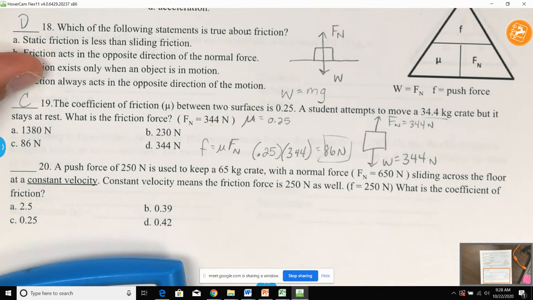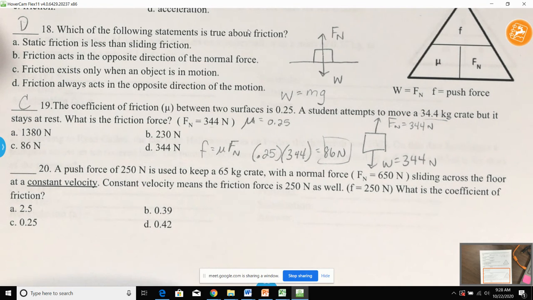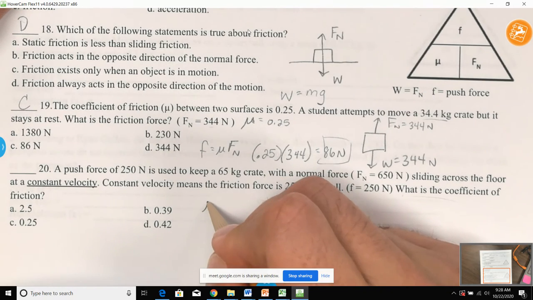All right. A push force of 250 newtons is used to keep a 65 kilogram crate with a normal force of 650 newtons sliding across the floor at a constant velocity. Constant velocity means that the friction force is going to have to be the same as the push force because it's not accelerating. All right, it's moving at a constant speed. So we want to know what the coefficient of friction is. That's that little symbol U.